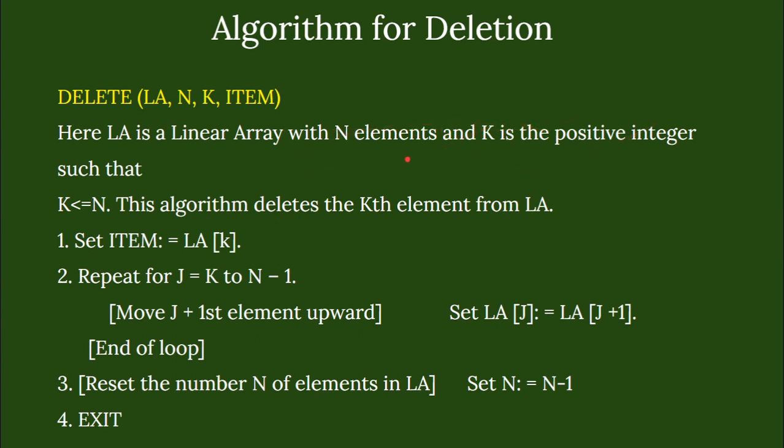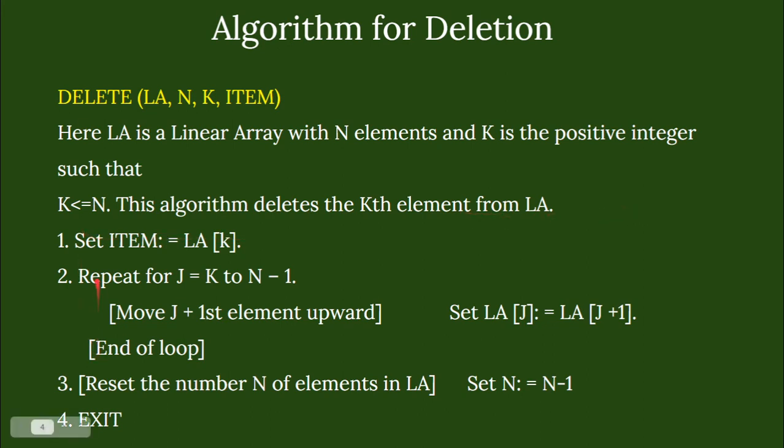Okay, you can say 1, 2, 3, 4 position. We cannot say -1 position. So k is always a positive integer, such that k is less than or equal to n. That means this k value is always within the array size. Then this algorithm deletes the kth element from the linear array.